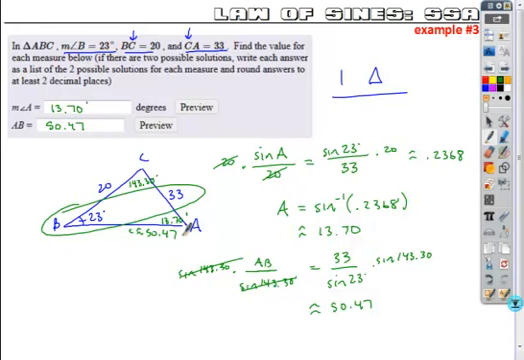Now, when I double check to make sure that these are consistent, the two shorter sides do add up to 53, which is greater than my longest side, so that's consistent. My longest side is opposite my greatest angle. My shortest side is opposite my smallest angle. Again, all my consistencies hold true. Those would be my solutions.